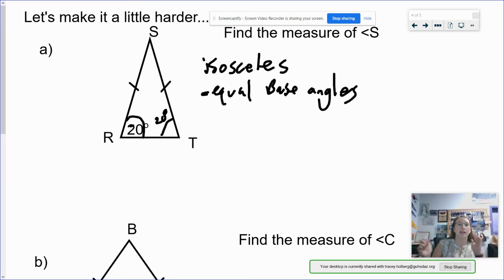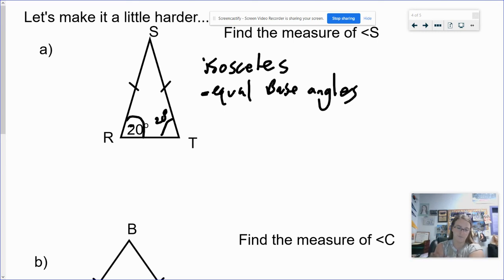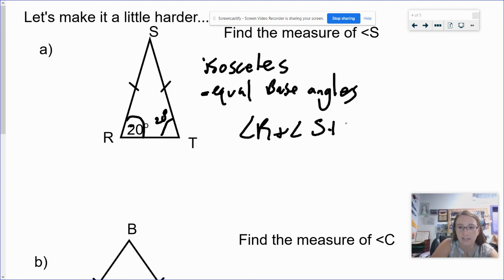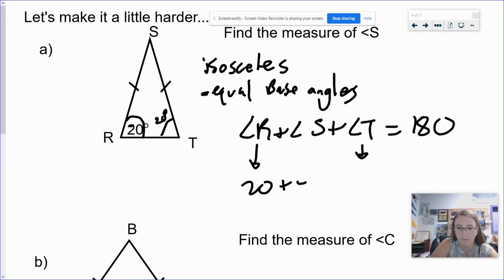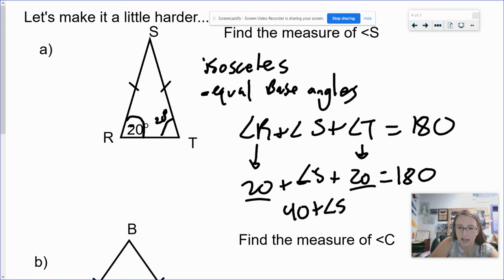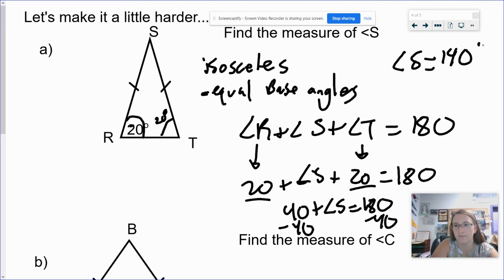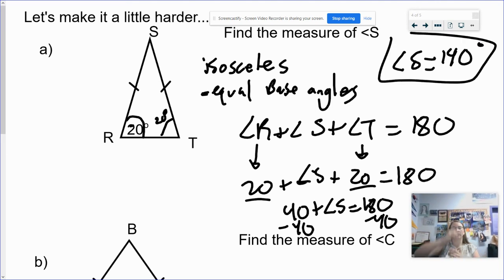So now we're good. Now we have two angles. We need to find the third. Go ahead and try now to find the measure of angle S. So we know that angle R plus angle S plus angle T equals 180. I know R and T are 20. I'm going to add these together and I get 40 plus angle S equals 180. Subtract 40. We should get that angle S equals 140. 20 plus 140 would give us the 180.